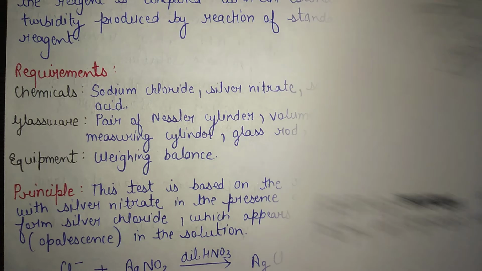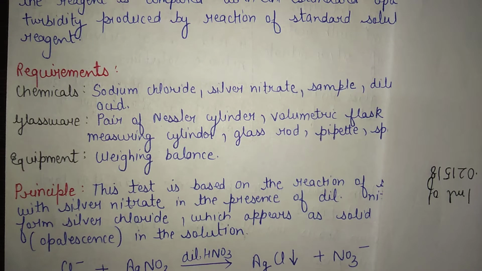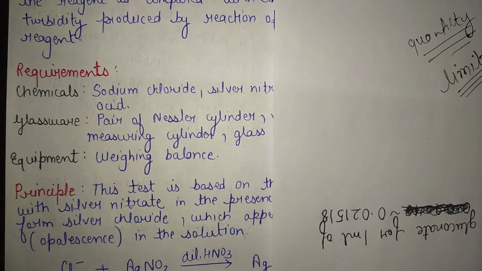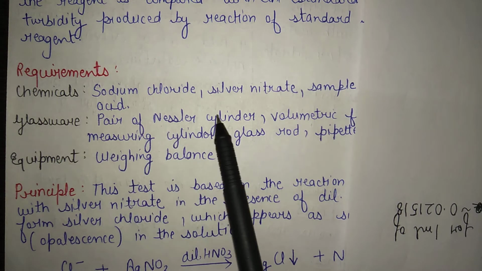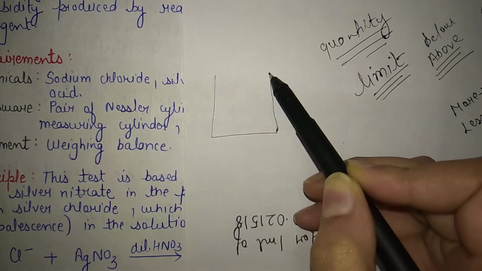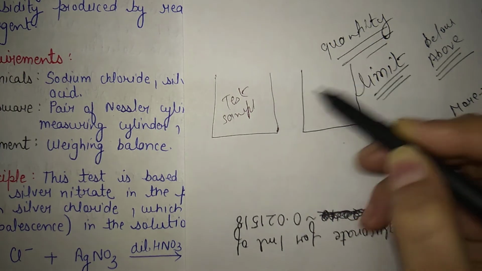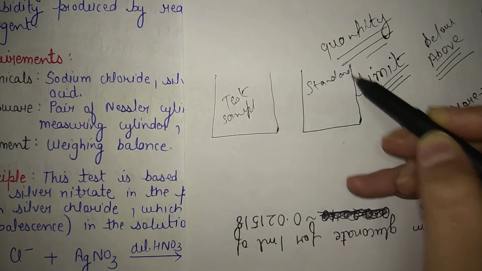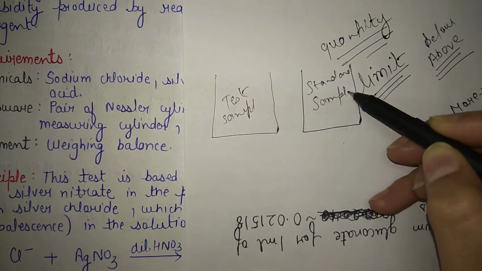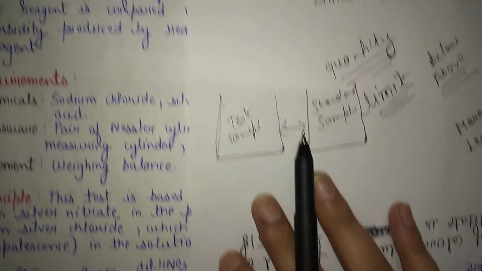One more thing over here is important: limit tests are carried out in Nessler cylinders. Nessler cylinders are specialized equipment used for carrying out limit tests, and they have a definite length and volume. We need a pair of Nessler cylinders, which means two Nessler cylinders. In one Nessler cylinder we will prepare our test sample, and in the other one we will prepare our standard solution, and then at the end of the test we will compare the turbidity between these two. So we will take two Nessler cylinders, which are specialized for our limit tests.